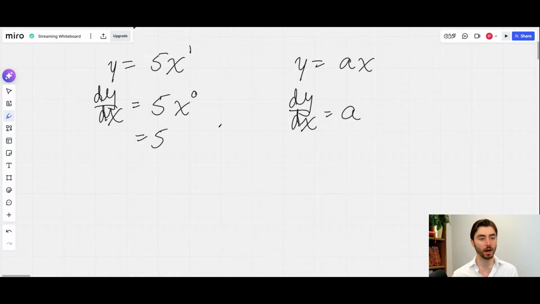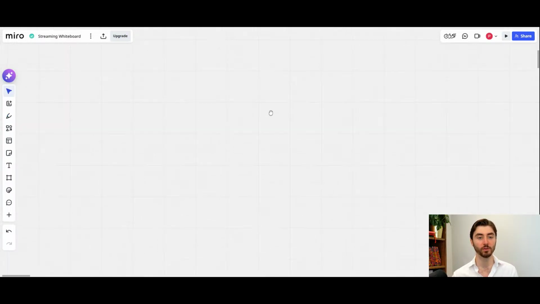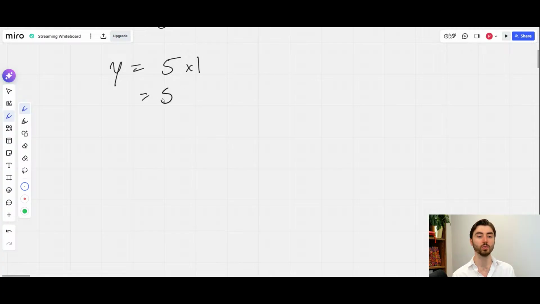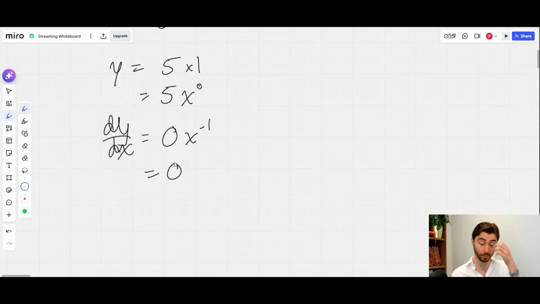And the other thing to note is if we are differentiating a constant. So let's say y is equal to 5. Well, we could consider 5 to be 5 times 1, and we could consider 1 to be x to the 0. So if we were to differentiate that, that 0 would come down and you would get 0x to the minus 1, in other words, just 0. So if we have just a constant, that will differentiate to 0.